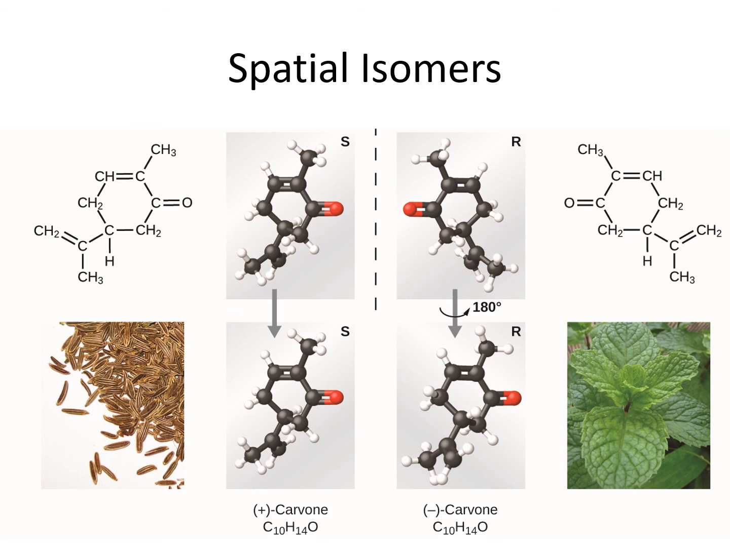Some molecules have the same elements in the same number with the same connections, but are still considered different molecules because of the way the atoms are pointing in 3-dimensional space. Molecules like these are called spatial isomers. You will learn more about them in organic chemistry.